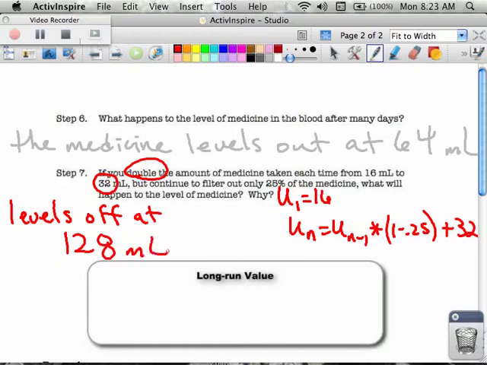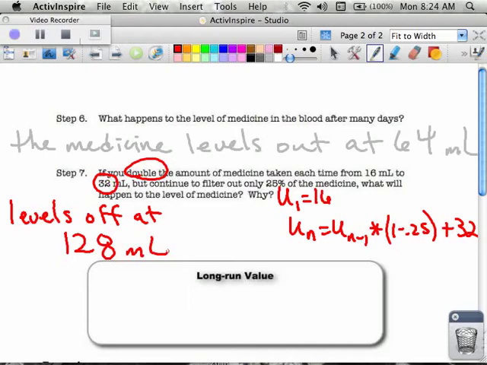What was the difference between the 16 and the 32? Double. What happened to the level off? Double. So if you double the dosage, the amount you level off at also doubles. So the good news is if you understand that, you don't even have to enter it in your calculator. You can just know, oh, I double the dosage I'm putting in, I double my level off, which is called the limit. So it's a nice thing to understand because then you can save yourself some trouble.